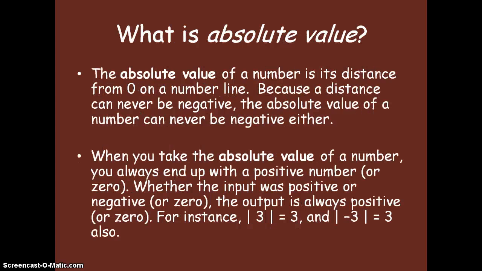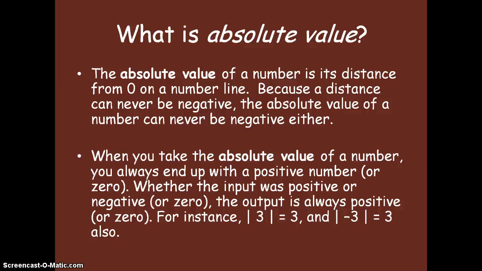Here is a very important definition, and the top of the slide is what is absolute value? The absolute value of a number is its distance from 0 on a number line. Because the distance can never be negative, the absolute value of a number can never be negative either. Now, when you take the absolute value of a number, you always end up with a positive number, or 0. Whether the input was positive or negative, or 0, the output is always positive, or 0.